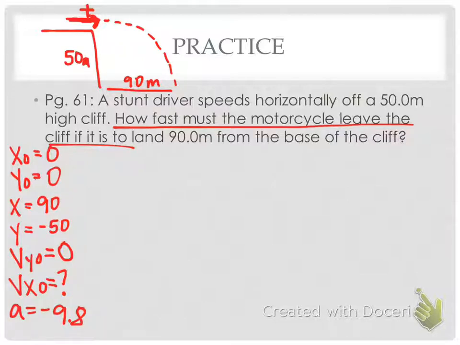And more often than not, you're going to use your second vertical equation to solve for time. More often than not, that's what we're going to use. So we need to solve for time.